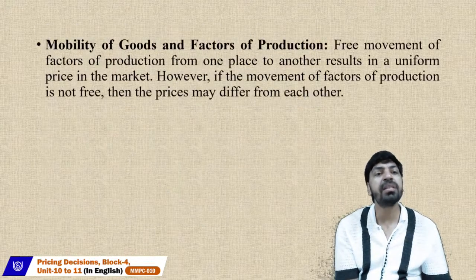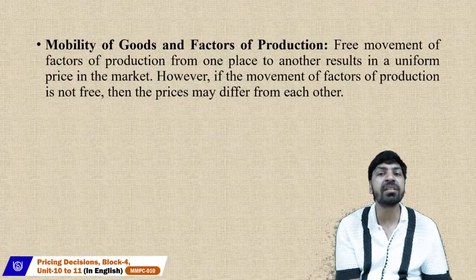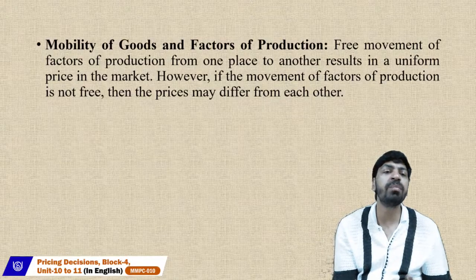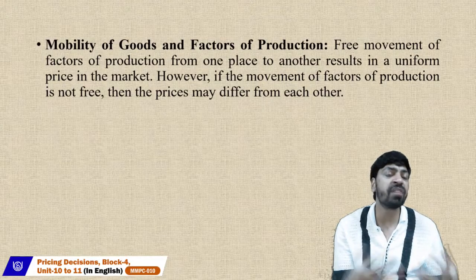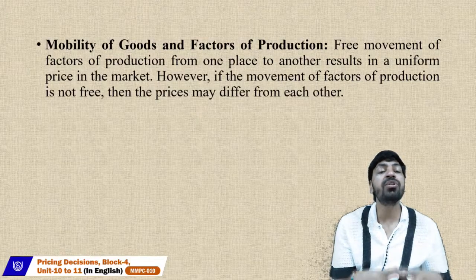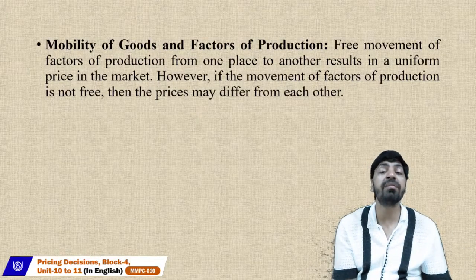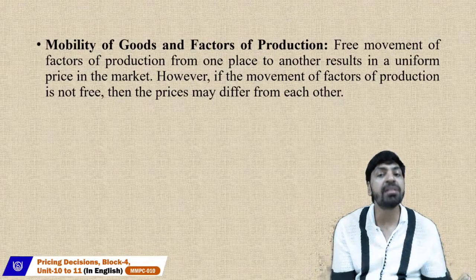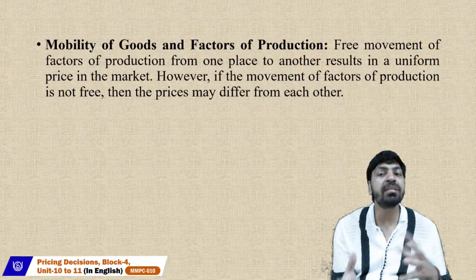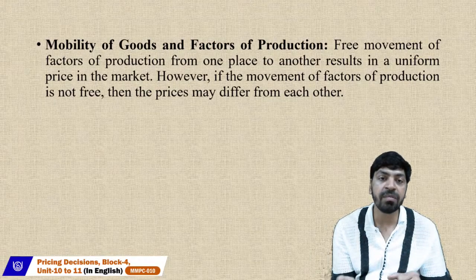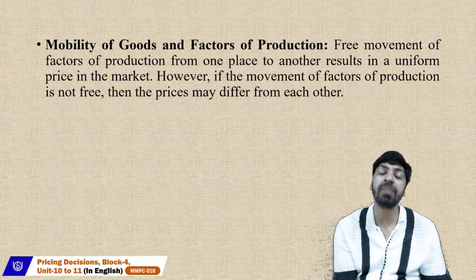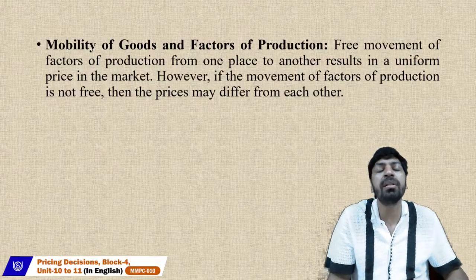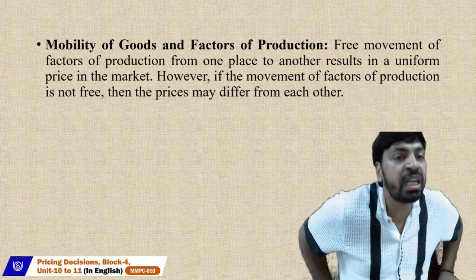And the last one is the mobility of goods and factors of production. A free movement of factors of production from one place to another also reveals a uniform price in the market. If the movement of factors of production is not free, that is, if it is chargeable, then definitely the prices of the goods and services may differ from each other, and that's why it depends upon whether the factors of production move freely or not.